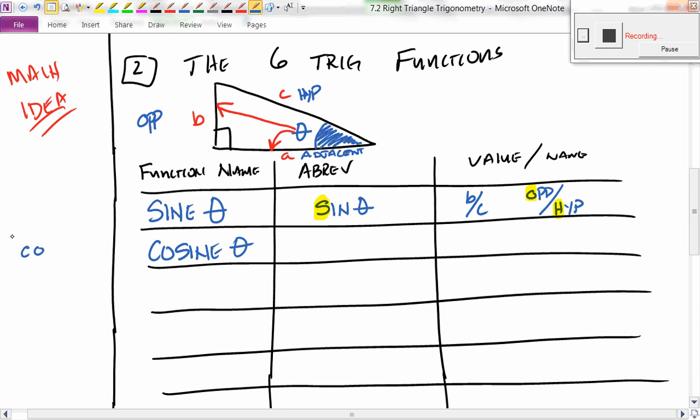Little side note here. The co in front of cosine is meant to be complementary sine, so the complement to the sine. It turns out that the sine of 30 degrees is the same thing as the complementary sine of 60 degrees, because 60 and 30 add to 90 and they make complementary angles.